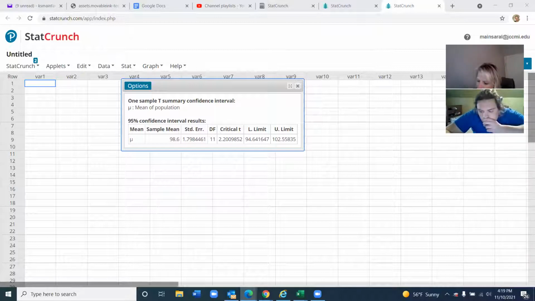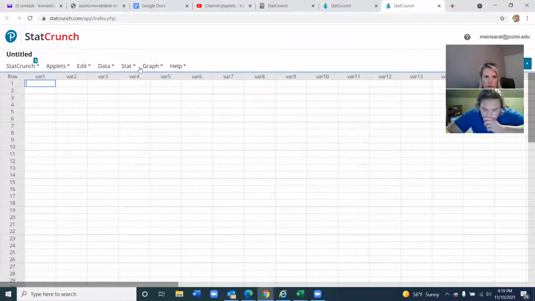The lower limit is 94.6416, and the upper limit is 102.5584. We'll fill in the margin of error column together in a moment. So let's just get practice entering these. And so let's go to the next one.